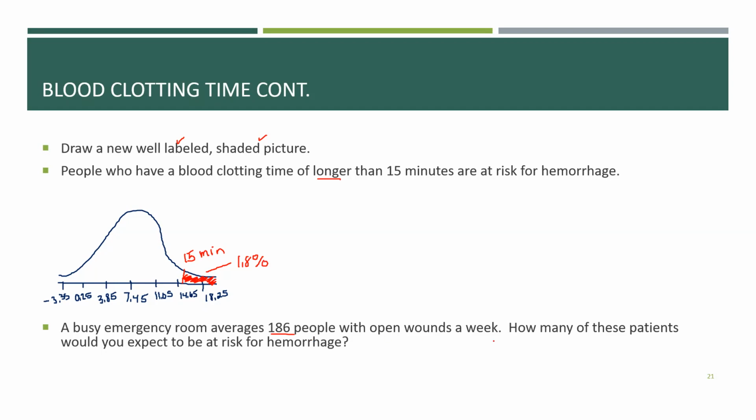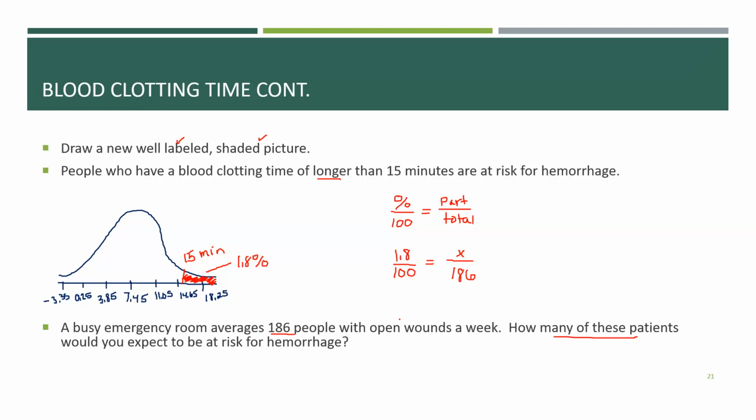But now my question asks me how many patients. So it doesn't ask me a percent, so I am going to have to do some work. We know that percents are out of 100. We know that percents represent the part over the total. And so we'll use this proportion to solve. So 1.8% would be 1.8 out of 100. The 186 people are the total people with open wounds, and we want to know how many people are at risk for hemorrhage.